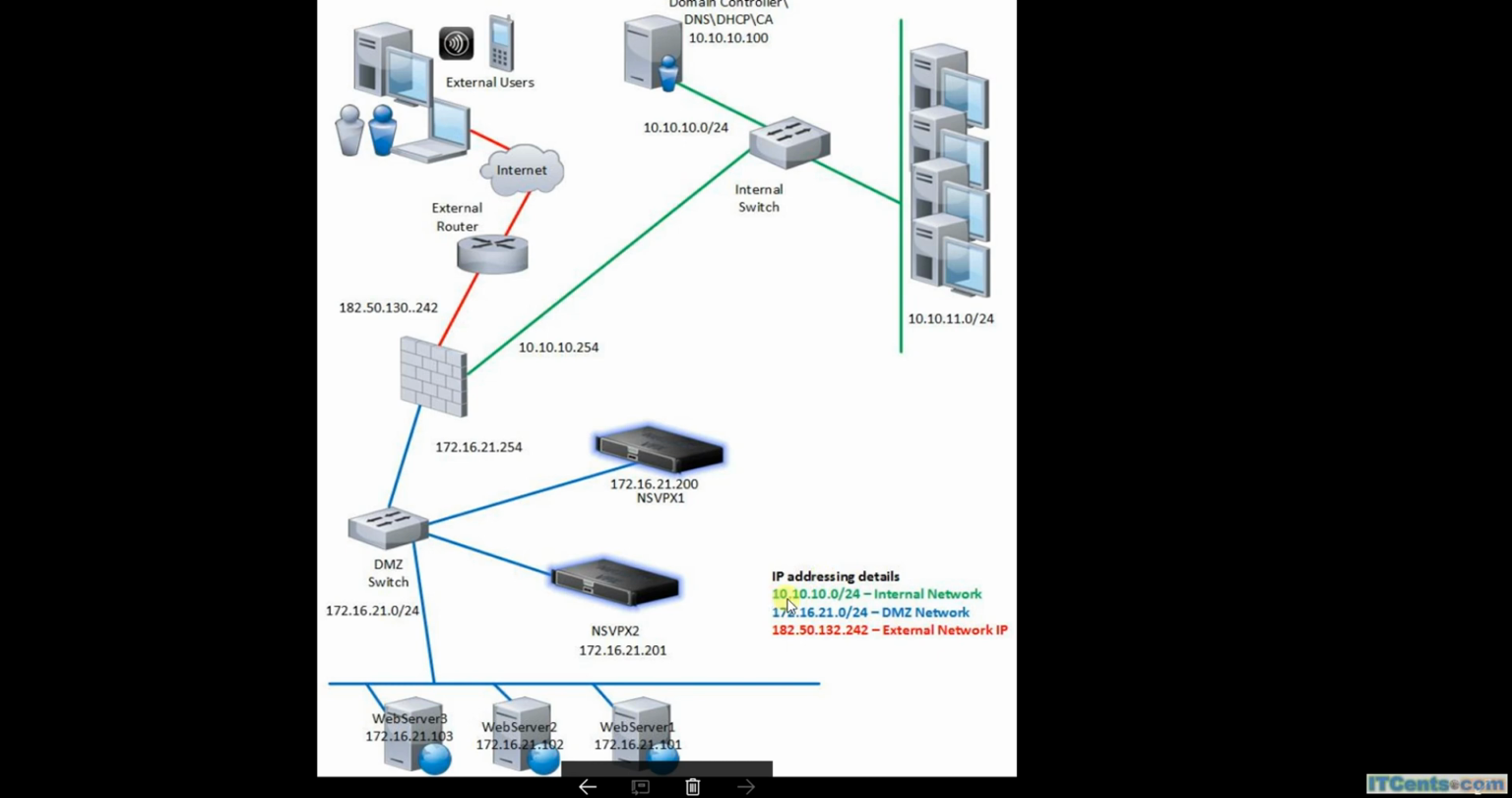In my environment, the internal network is indicated by green, DMZ by blue, and external by red. This is also a very common topology that you will find in small to medium-sized businesses and some small enterprises as well. So I have decided to create one video using this topology. I will be very quick in configuring things. I will not configure NSVPX2, I will just configure one.